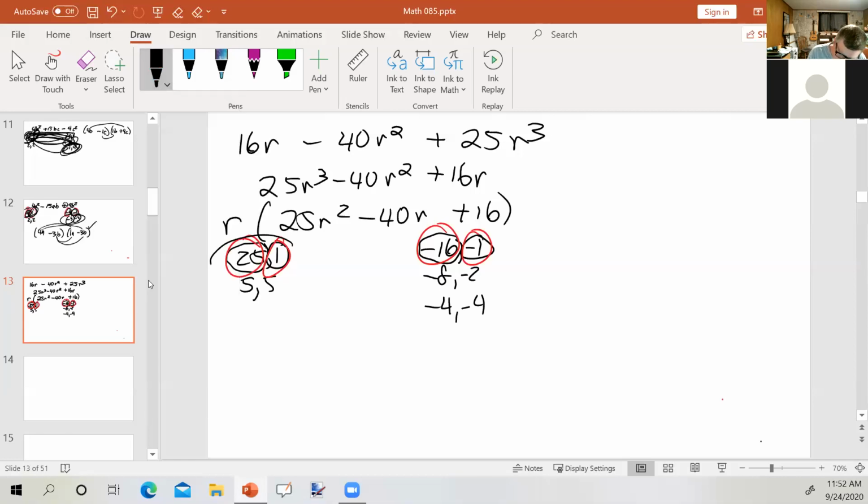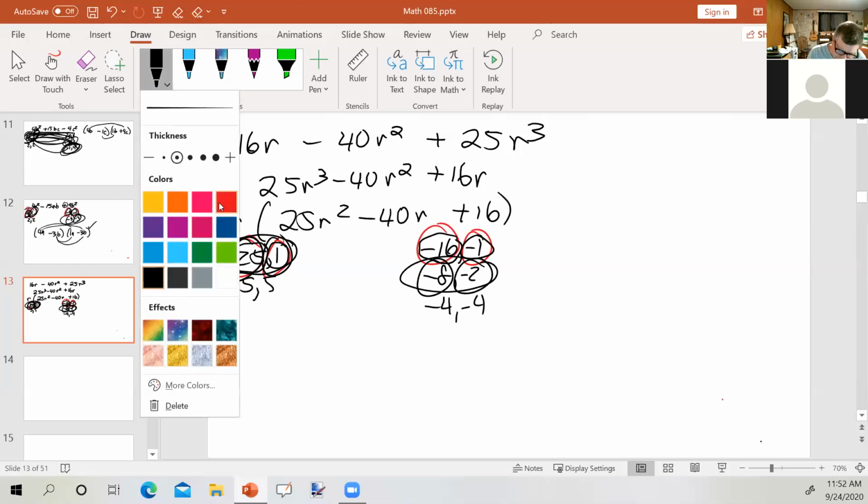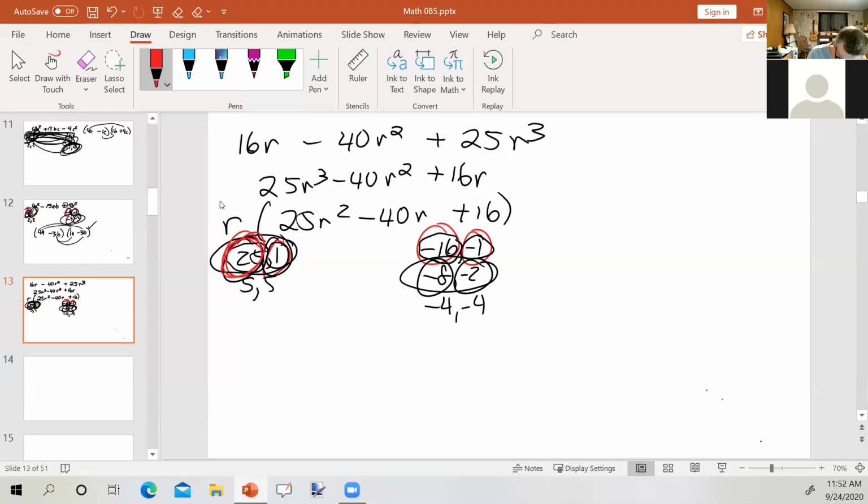So now let's deal with this set and this set. 25 times negative 8 is negative, what, 200? And 1 times negative 2 is negative 2. Negative 200 plus negative 2 is not negative 40. Let's switch them out. 25 times negative 2 is negative 50. 1 times negative 8 is negative 8. Negative 50 plus negative 8 is negative 58. Are you able to follow this, or am I just rambling on here?